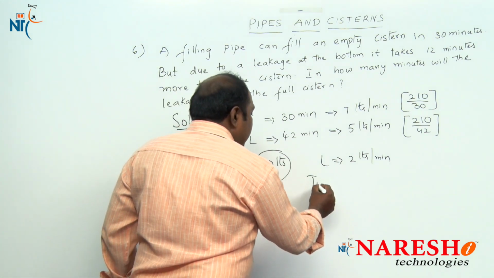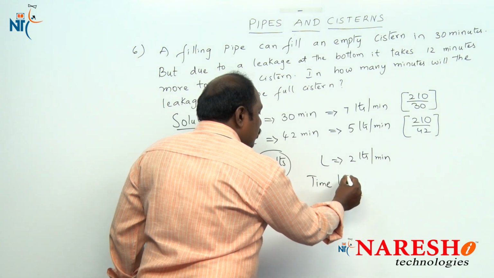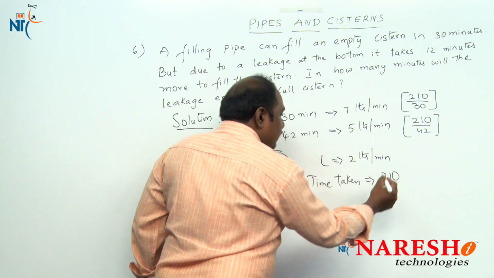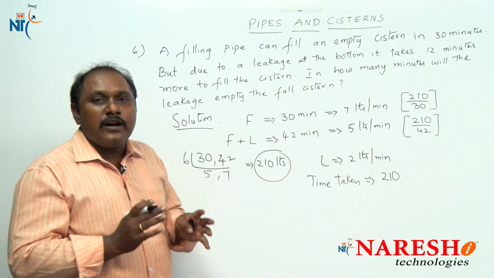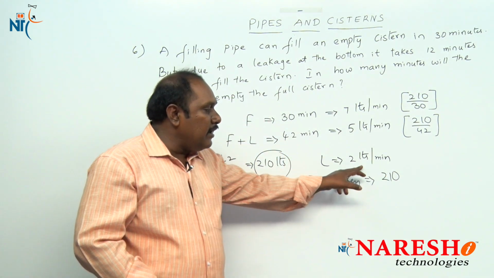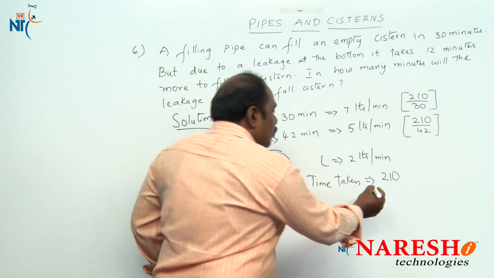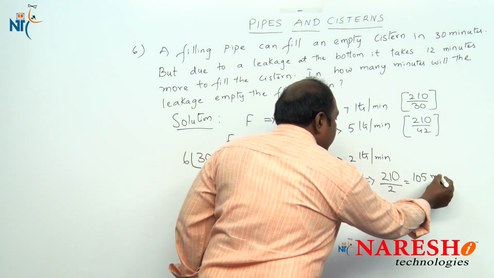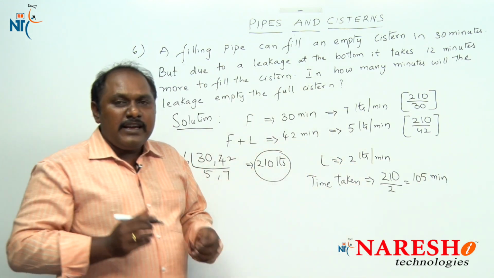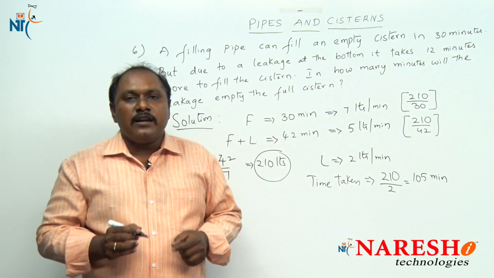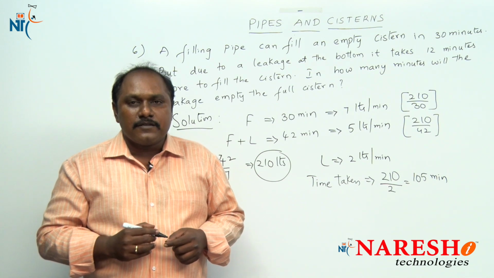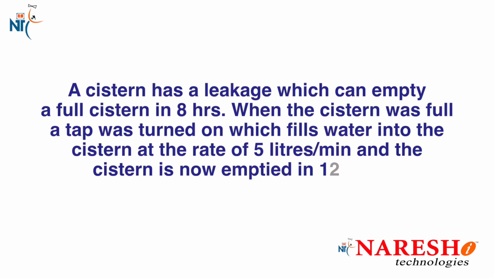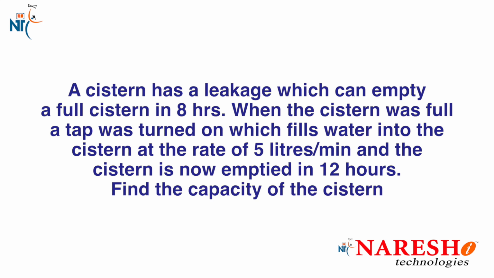So time taken by leakage to empty the full cistern will be 210, which is the total capacity of the cistern, 210 liters, and per minute it empties 2 liters. So to empty 210 liters, it takes 105 minutes. So the leakage will empty the complete cistern in 105 minutes. Now let us discuss the next problem in this chapter.